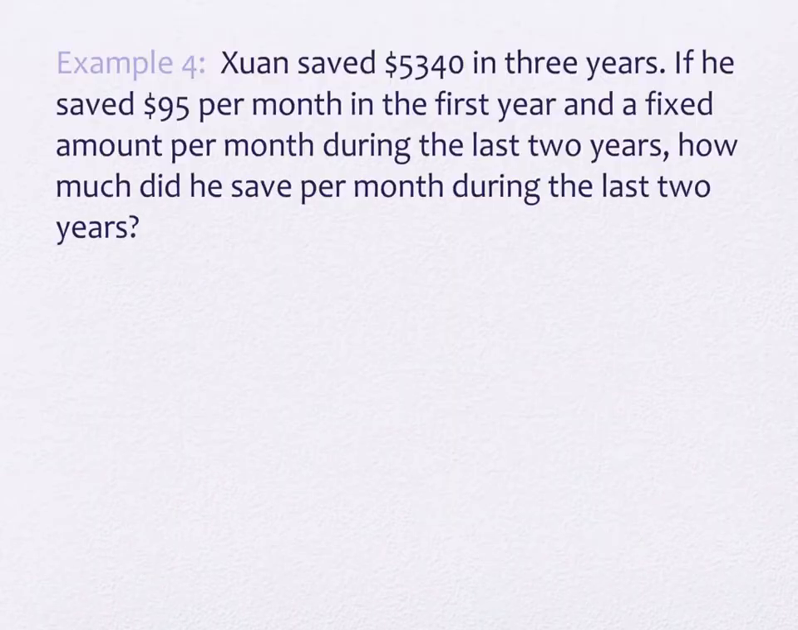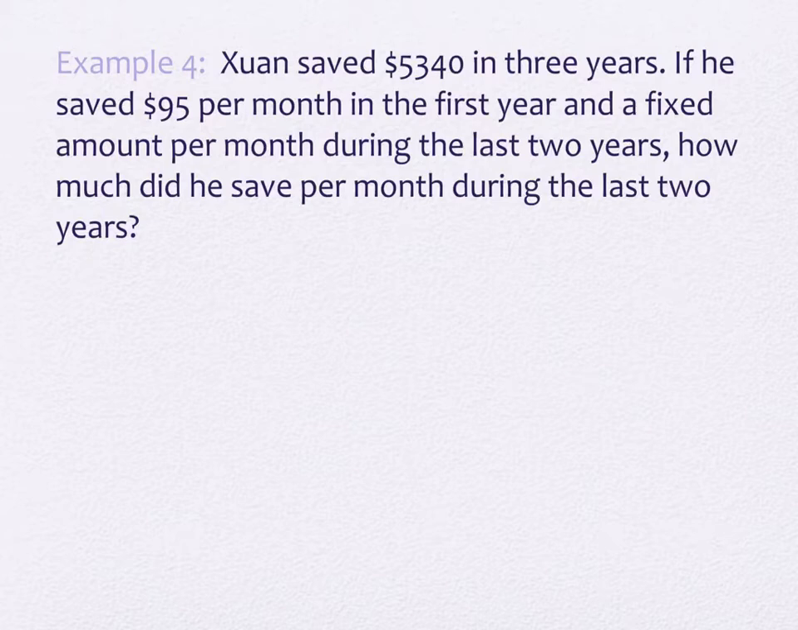All right, so we're going to take a look at some word problems now that incorporate some of the things that we've done in this section with division and some multiplications and some other things too. So we have Juan. Juan saved $53.40 in 3 years. If he saved $95 per month the first year, and then a fixed amount per month during the last 2 years, how much did he save per month during the last 2 years?